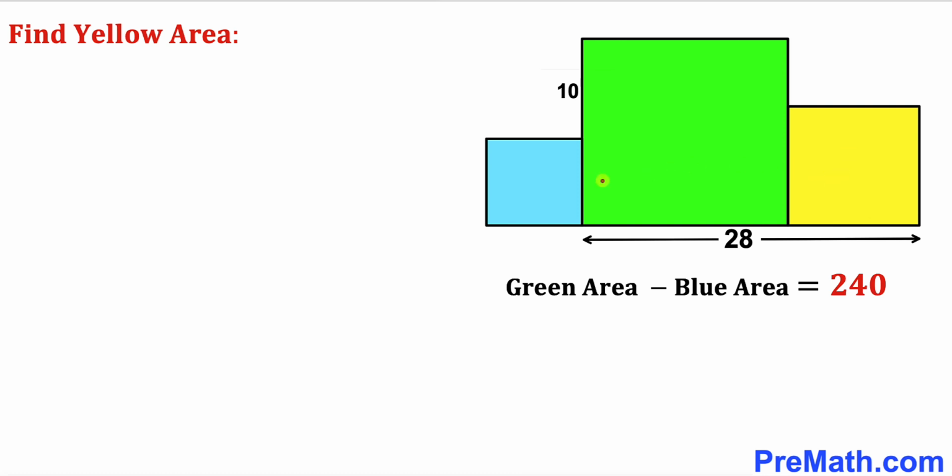In this video, we have got these three squares, the blue one, the green one, and the yellow one. As you can see in this diagram, this horizontal measurement is 28 units, whereas this vertical measurement is 10. Moreover, the difference between the green area and the blue area is 240. Now we are going to calculate the area of this yellow square.